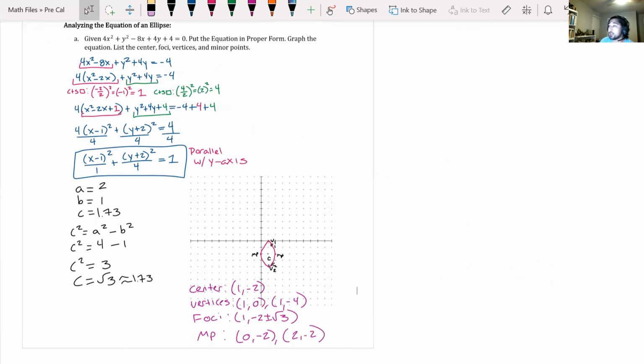All right, kids. And those are ellipses. I don't know how simple that could get, though, right? Just a bunch of basic algebra in there.